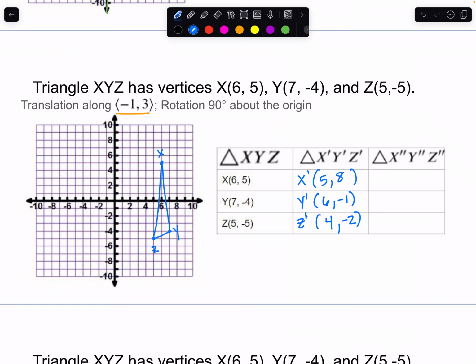All that means is that I'm moving it over 1 to the left, and 1, 2, 3 up. I'll do this in red. 1 to the left, 1, 2, 3 up.